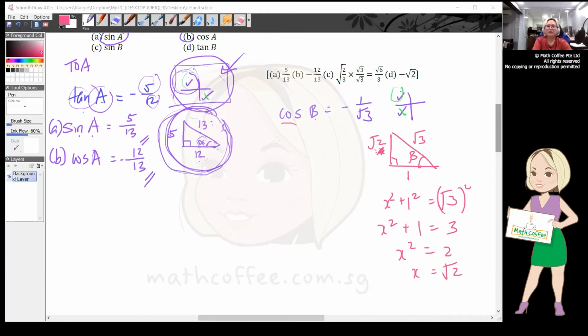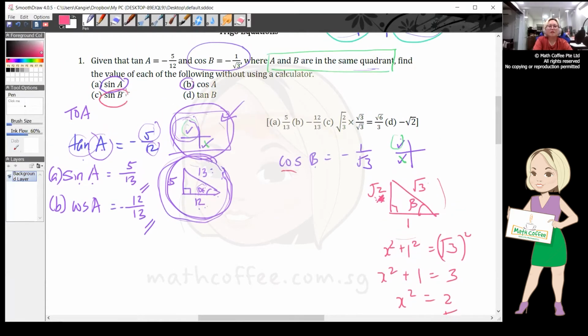Then after that, I put it into the diagram. I already have all my 3 dimensions, right? Now you're ready to find your sine B. As for B, you look at the triangle for the B one. So sine B means it's O over H. That means it will be square root 2 over square root 3.